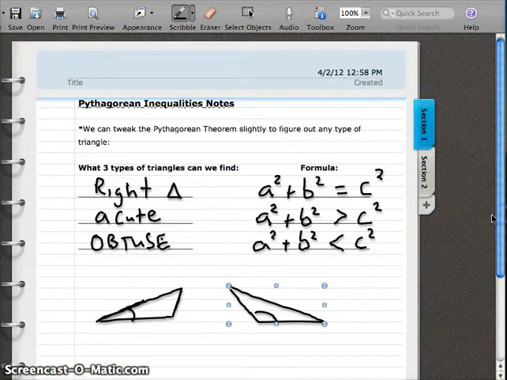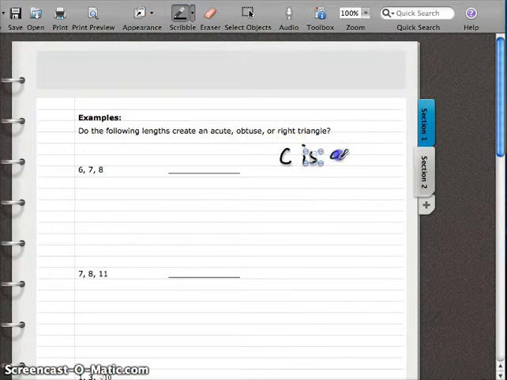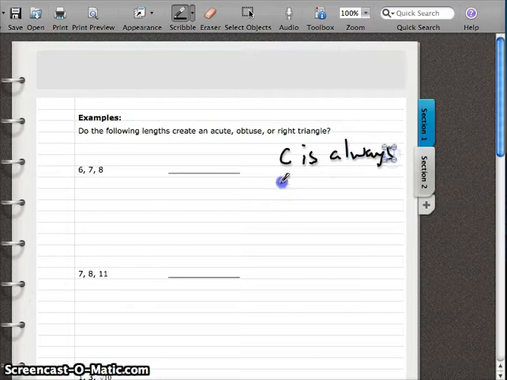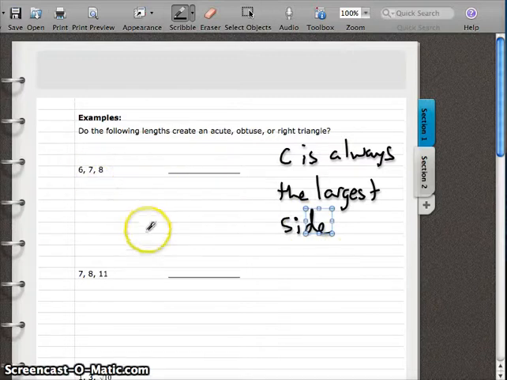Alright, so let's do some examples here. Again, you need to remember that C is always the largest value. In a right triangle, it's always the hypotenuse. But if we have an acute or an obtuse triangle, it's always going to be our largest side. It's always going to be C. So looking at these three values, think to yourself, which one of those is C? Hopefully you came up with 8, because that's the largest value. So that must be the longest side.